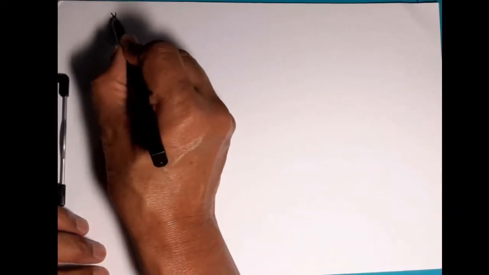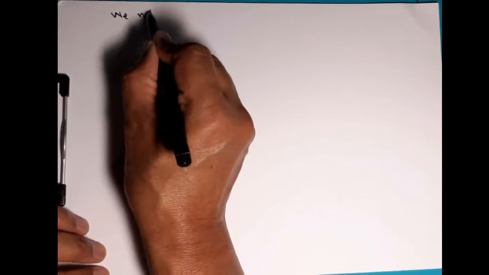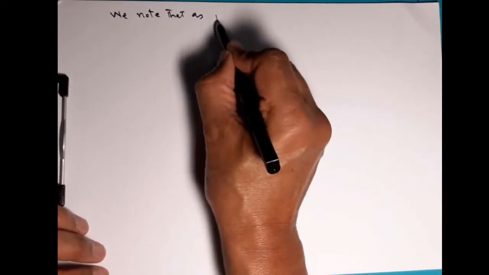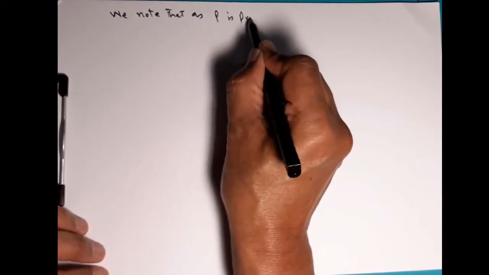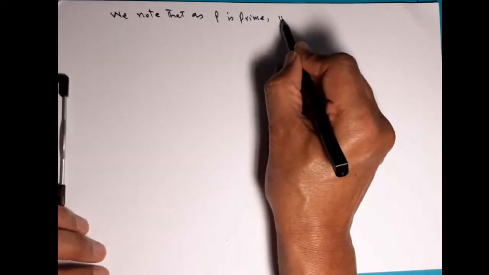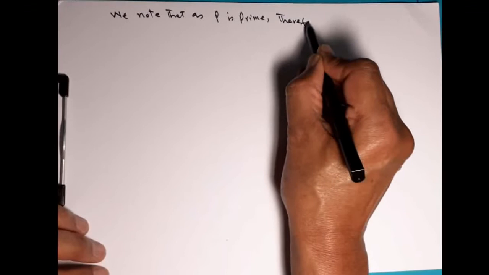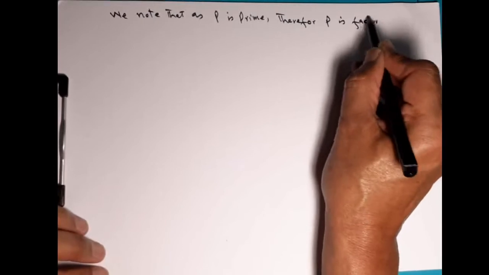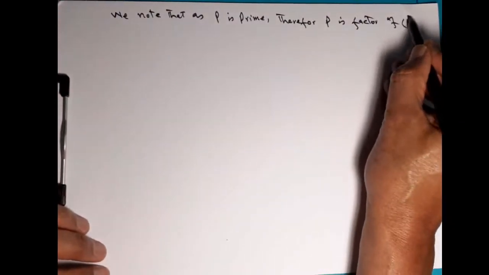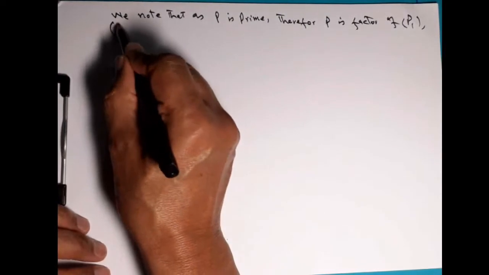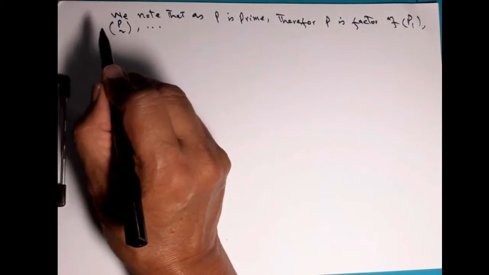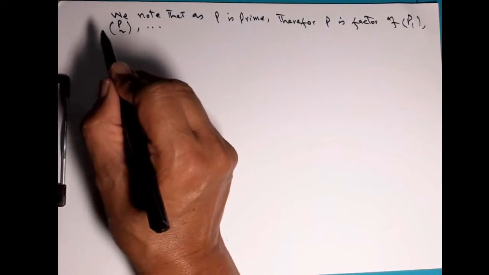So we note that as P is prime, therefore P is a factor of P1, P2 and so on, up to P minus 1. So P is a factor of all of these.